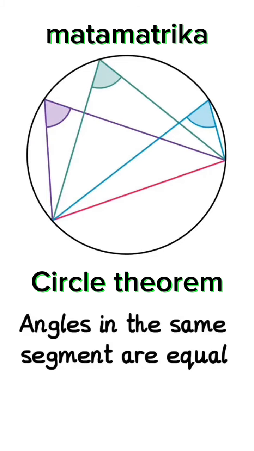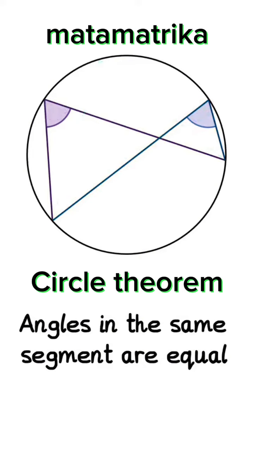So if the purple one was 68 degrees, the green one would be as well, and so would the blue one. Sometimes this theorem is drawn without the red chord, so we can remove that and it may look something like this, and the property still holds. It's often drawn with only just two of the angles, so if we remove one of them like this, we end up with this picture where both of the purple angles here are the same size.